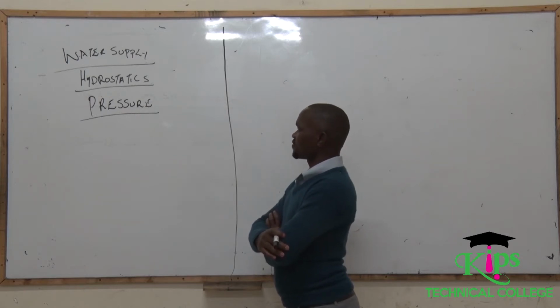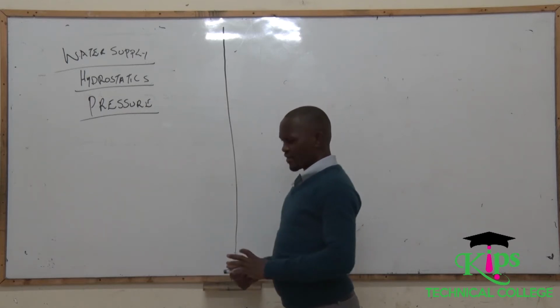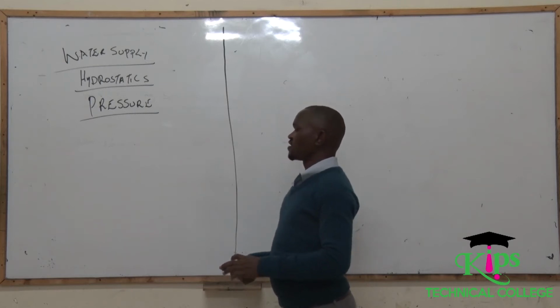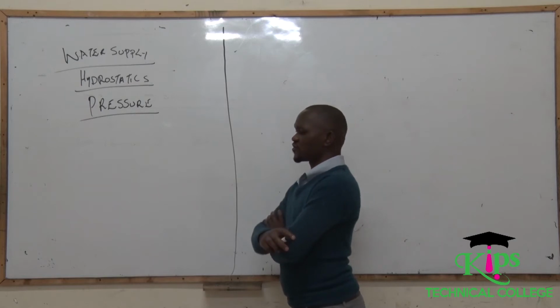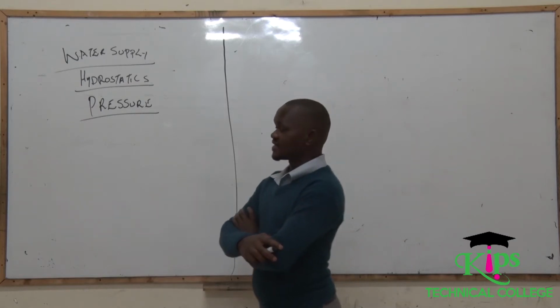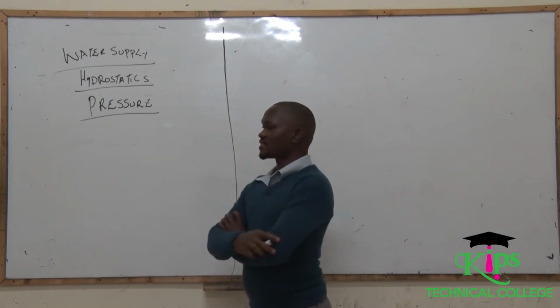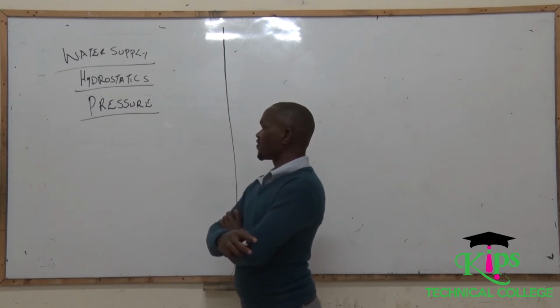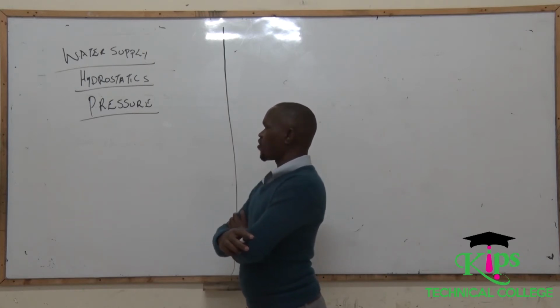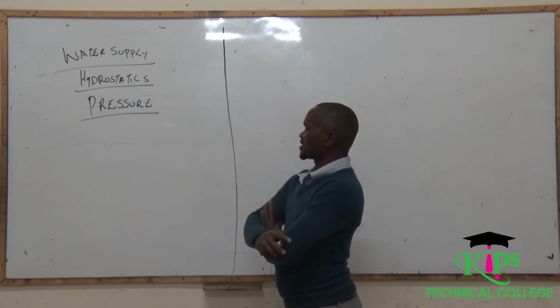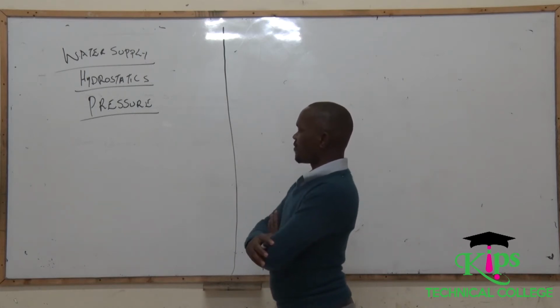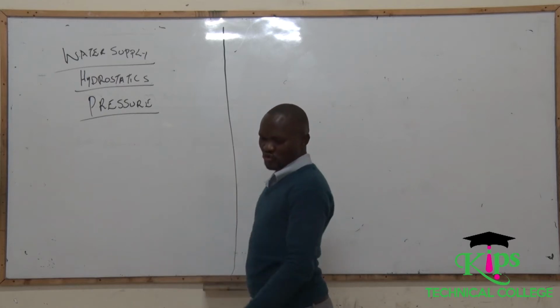We started with this topic called hydrostatics, where in the last class we were talking about fluid properties. Fluid properties include density. Density is the ratio of mass per unit volume of a substance. Then we talked about the unit weight of a substance.